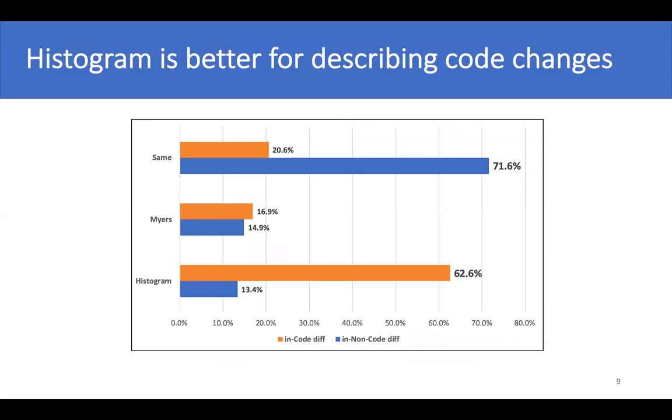The result of our manual investigation on patches shows that the histogram algorithm provides better outputs compared with the Myers in describing the code changes from the source code files, but they have almost the same ability to extract the diffs from the non-code changes. For example, the changes of a text file.